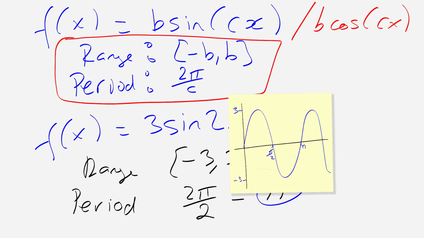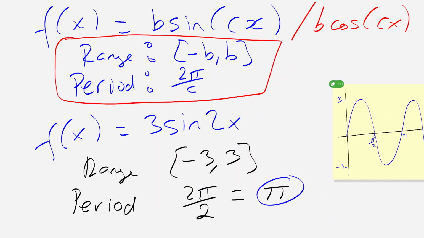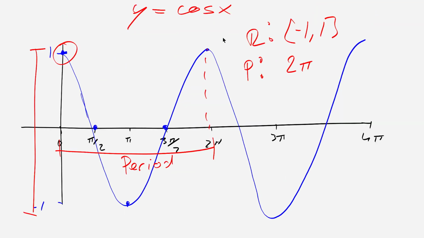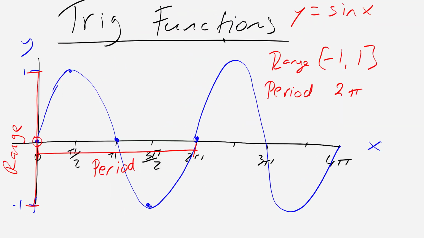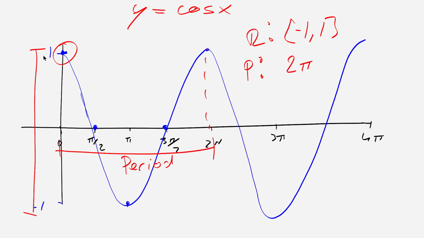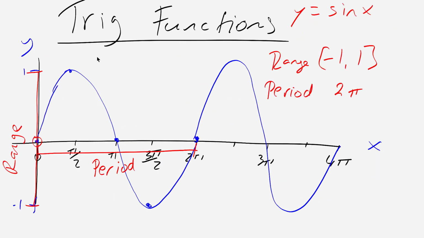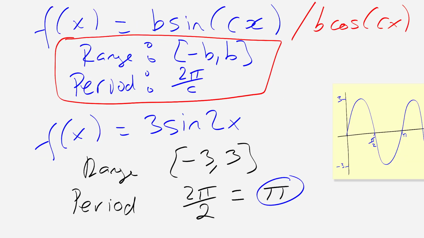So understanding the relationship between the period and the range and the values of b and c, that's pretty much all you need to understand. And also understand the difference between the cos function and the sine function, in that the cos function cuts the y-axis at its highest point, whereas the sine function cuts the y-axis through the origin. Once you understand all of that and the importance of b and c, you pretty much understand everything you need to know about the trigonometric functions.